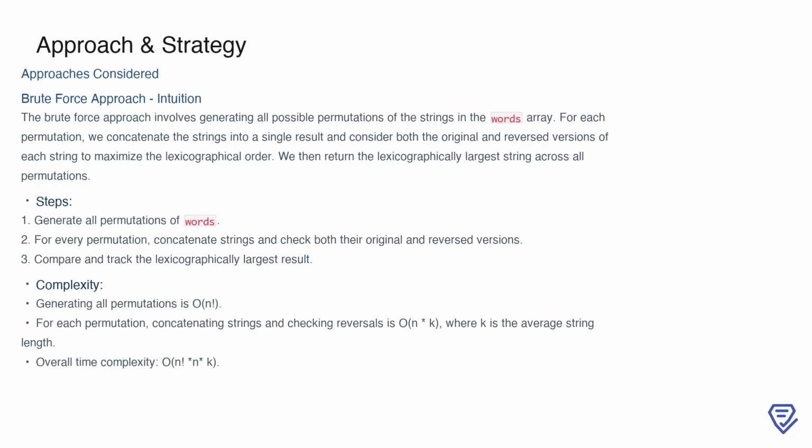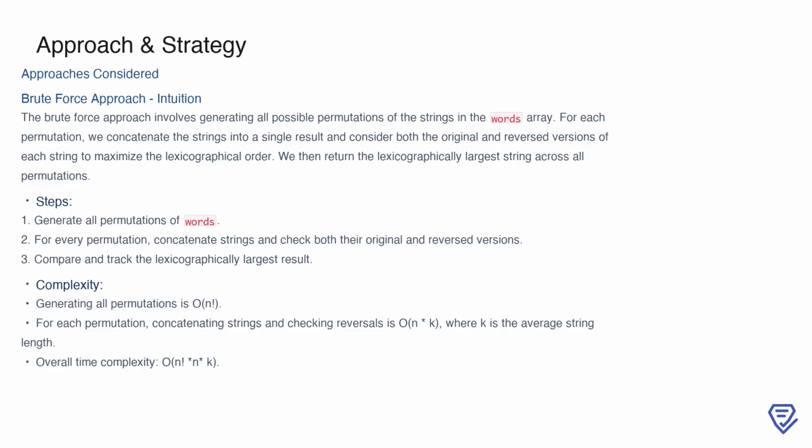To begin, let's explore the brute force approach. The intuition here is straightforward. We generate all possible permutations of the strings in the given words array. For each permutation, we concatenate the strings in the specified order and evaluate both the original and reversed versions of each string to ensure we maximize the lexicographical order. This means we're systematically going through every possible arrangement to find the largest result. The steps involve generating all permutations, concatenating the strings, and comparing the outcomes.